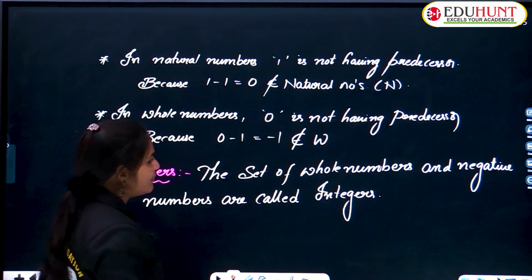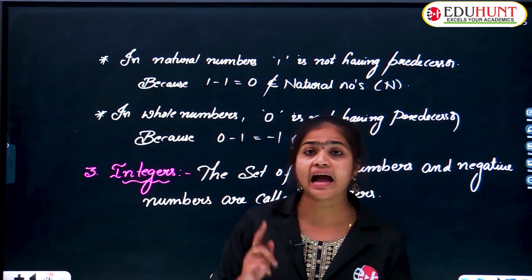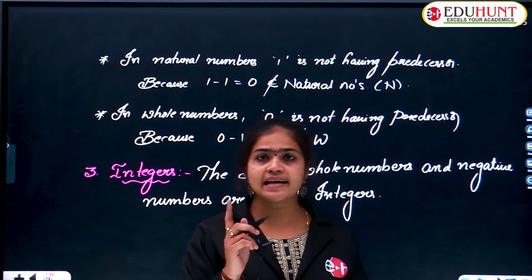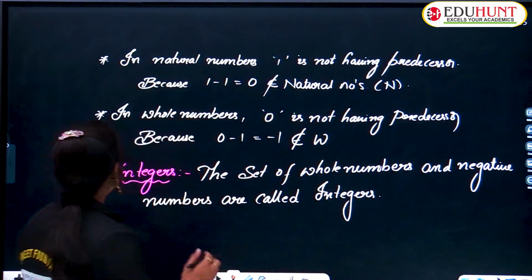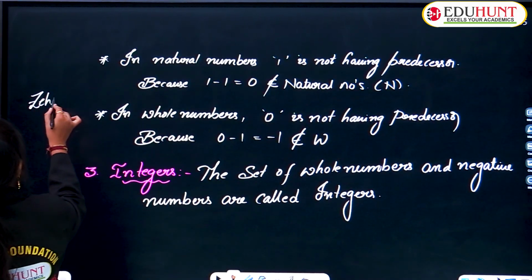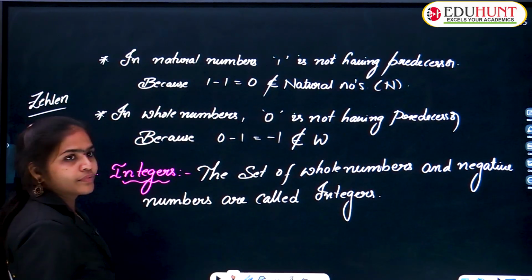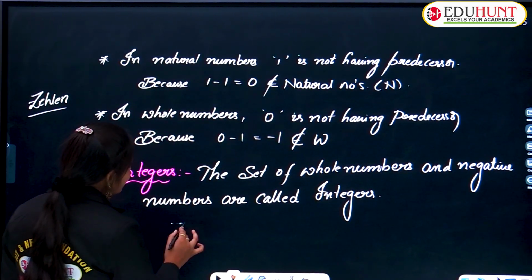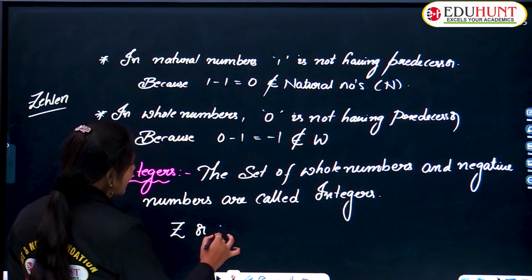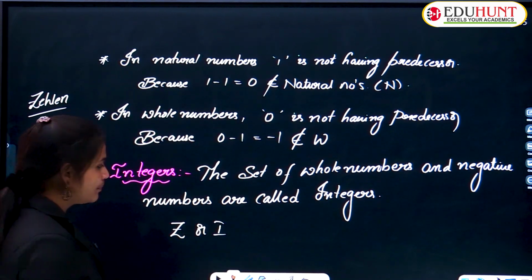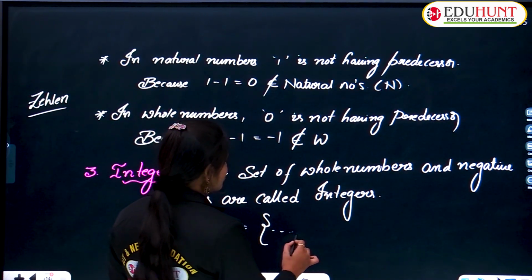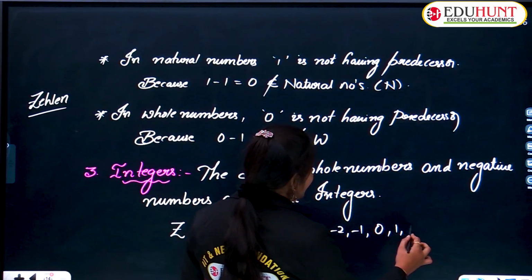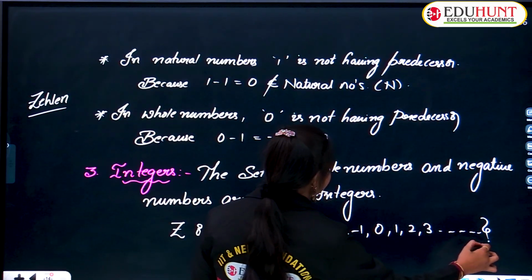In the same way, integers are represented by the letter I or Z. Why? Because the word integers came from the German word zählen, which means to count. That's why the set of integers is represented by the letter Z or I, which equals the set of and so on: minus 3, minus 2, minus 1, 0, 1, 2, 3 and so on.